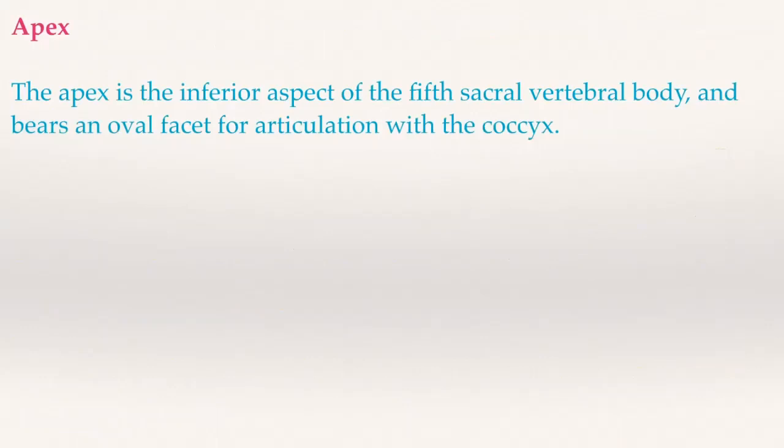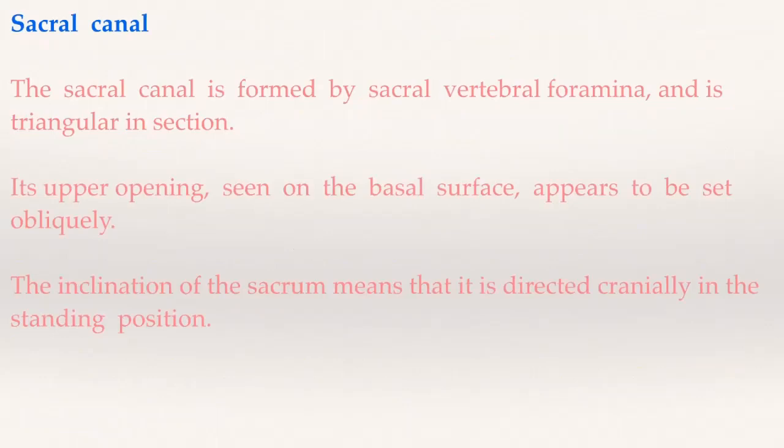We will see that the apex, the inferior aspect of the fifth sacral vertebra S5, articulates with the coccyx by an oval facet. Coming to the canal, it is formed by the sacral vertebral foramina and is triangular in section. The upper opening seen on the basal surface appears to be set obliquely. The inclination of the sacrum means that it is directed cranially in the standing position. So the sacral canal is directed cranially.